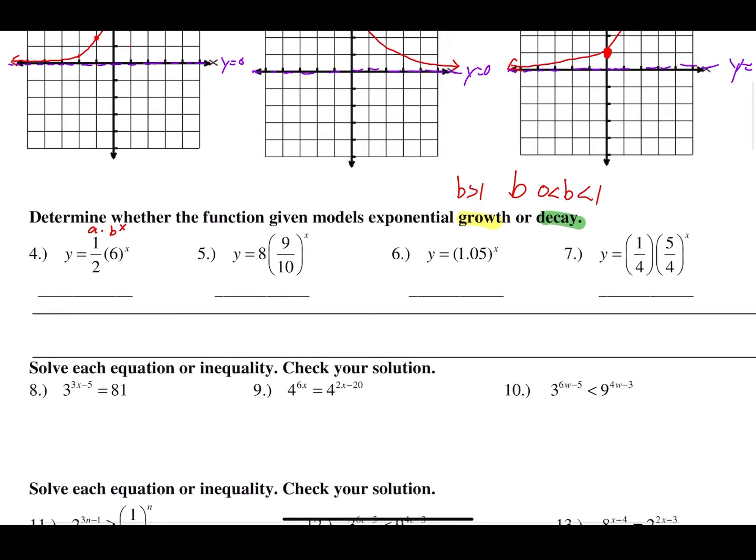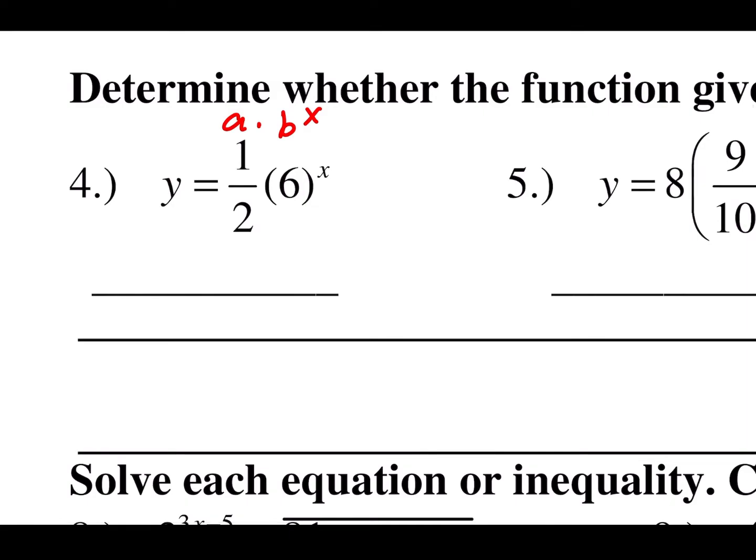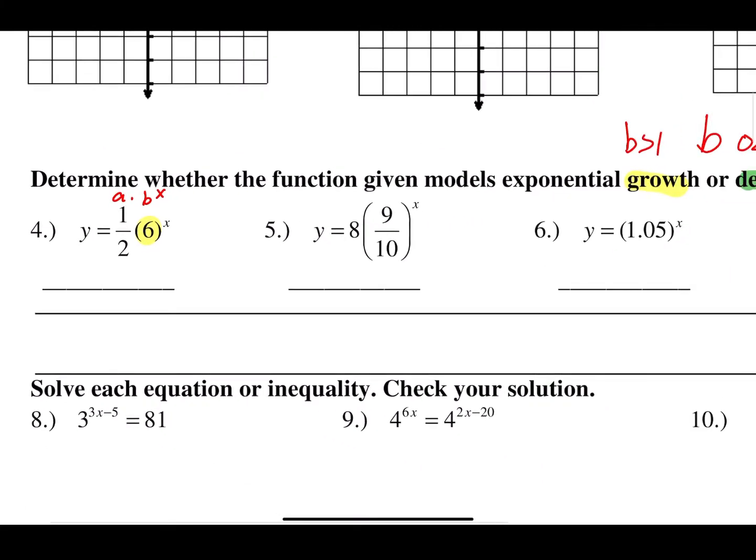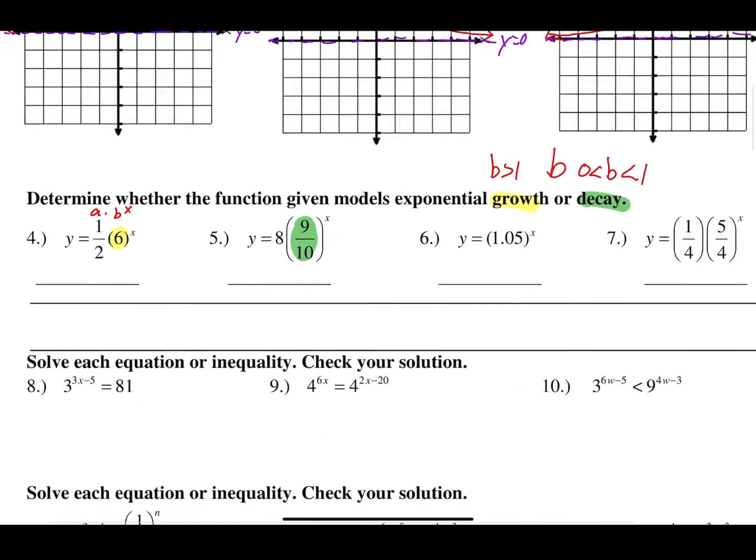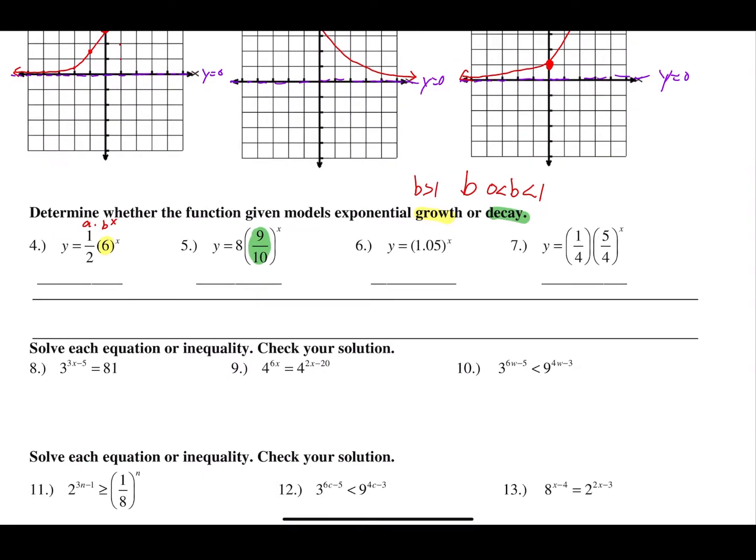So we have a 6. That's growth. We have 9/10, that's less than 1, that's decay. We have 1.05, which is greater than 1 by 5%, so growth. And we have 5/4, greater than 1, so growth.